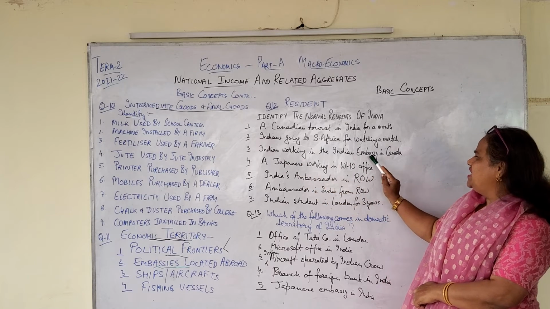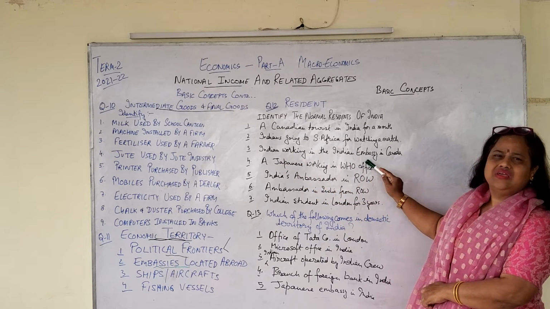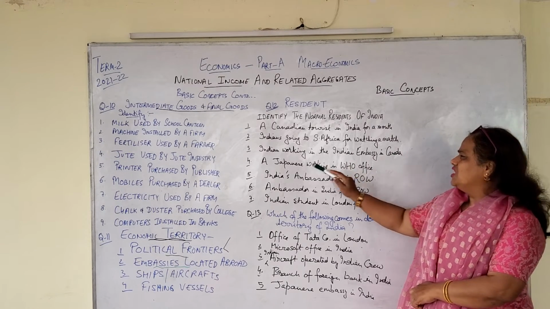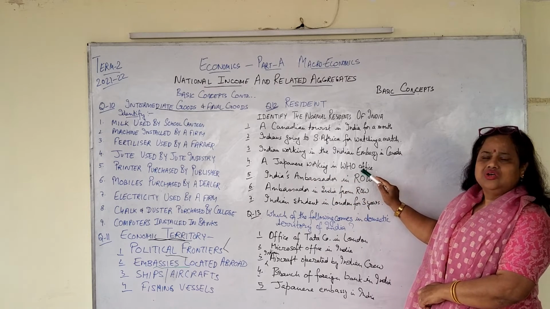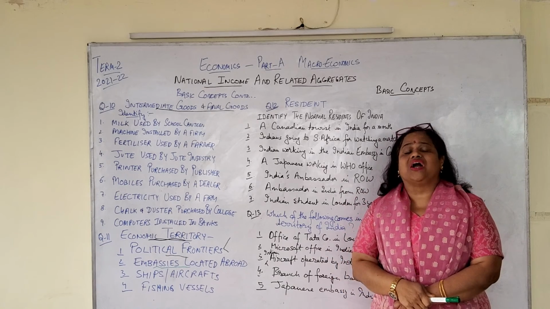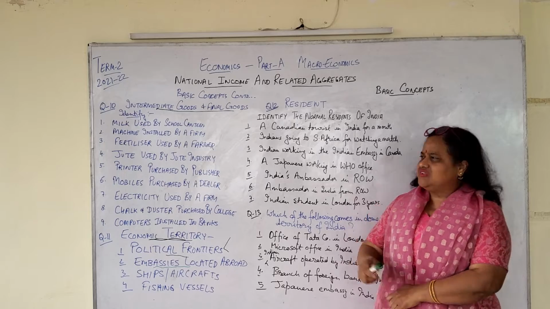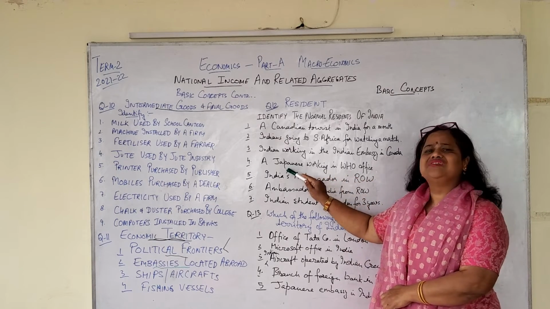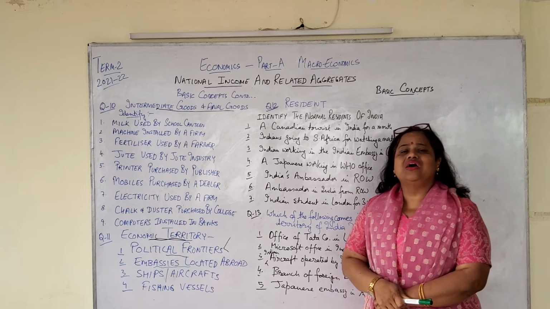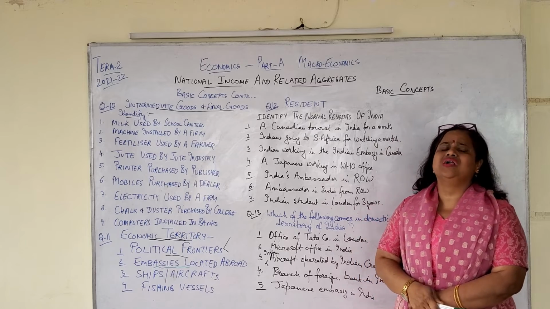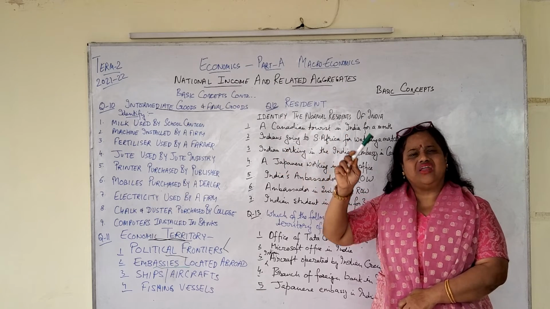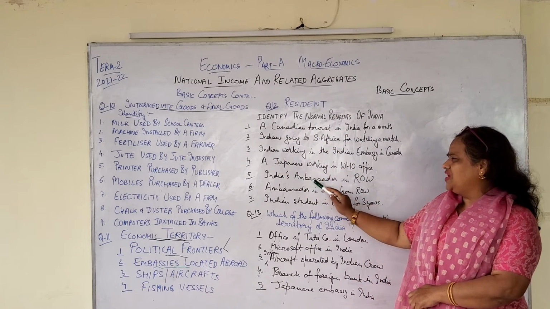Then an Indian working in the Indian embassy in Canada. Now this is the Indian embassy, so this Indian is the resident of India and not Canada. A Japanese working in WHO office is the resident of the country to which he belongs, because this is an international organization. So this person is a resident of Japan only. Then India's ambassador in the rest of the world, any person going from India anywhere in the world as an ambassador, is non-resident to that country, whereas he is a resident of India only.